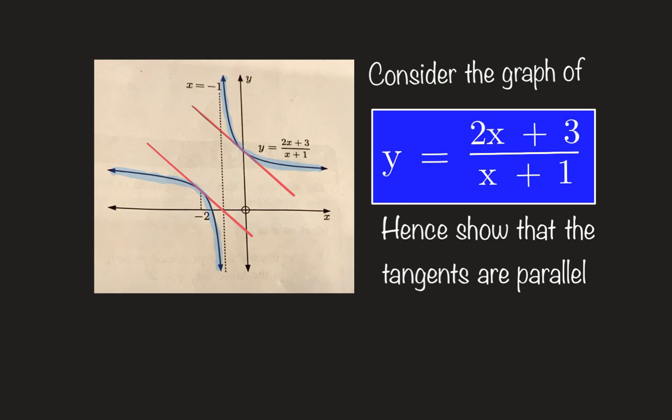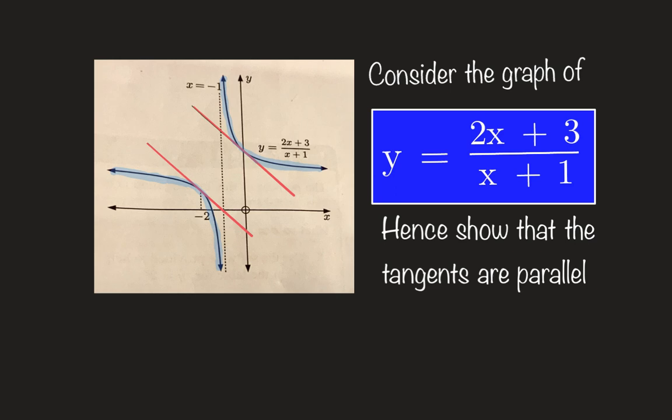When you look at this particular function, you'll notice that it has a polynomial in the numerator and also a polynomial in the denominator. This kind of function is called a rational function. A rational function is an algebraic fraction such that the denominator and the numerator are both polynomials.